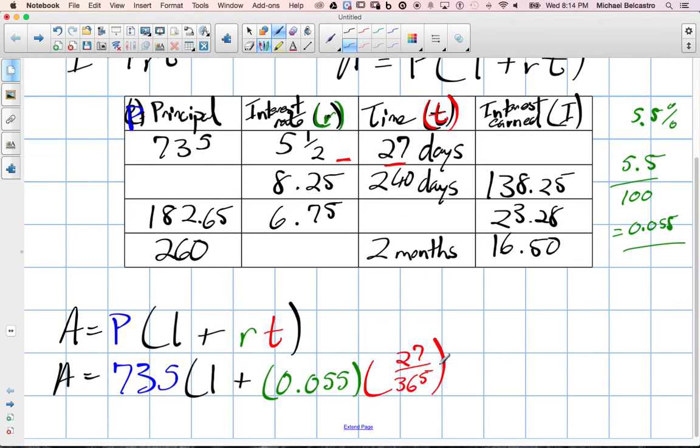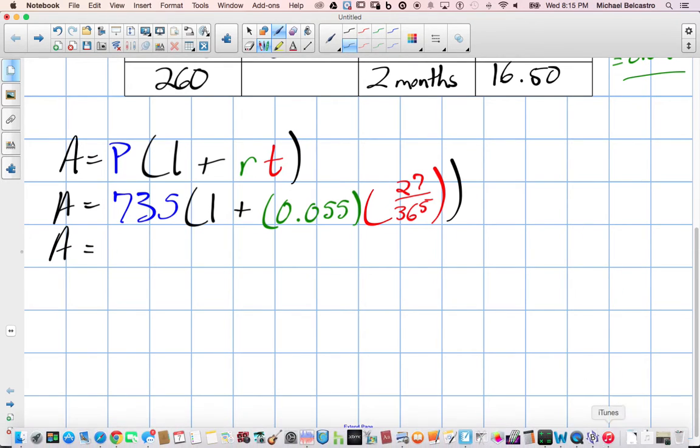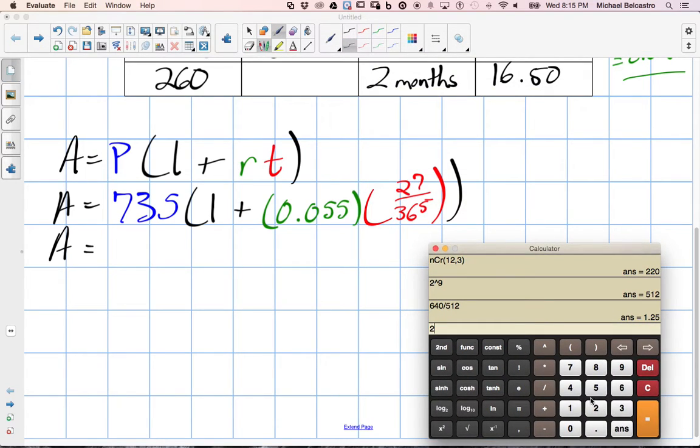So it's really important for us. So this is a kind of a tough one to start off with. Okay, so A is equal to, we'll figure out these two. Luckily, I think my calculator can do most of this in one step. We'll do 27 divided by 365 is equal to, okay, there's that decimal.